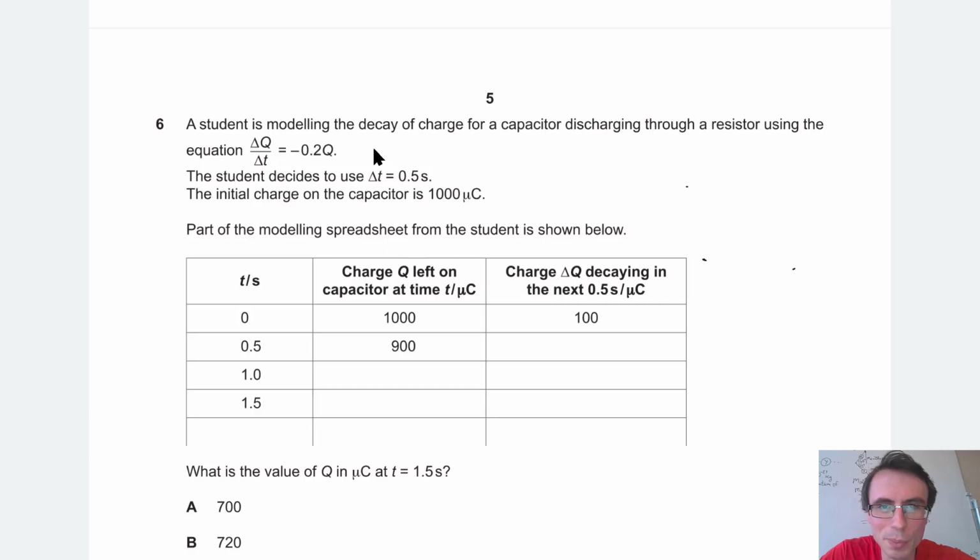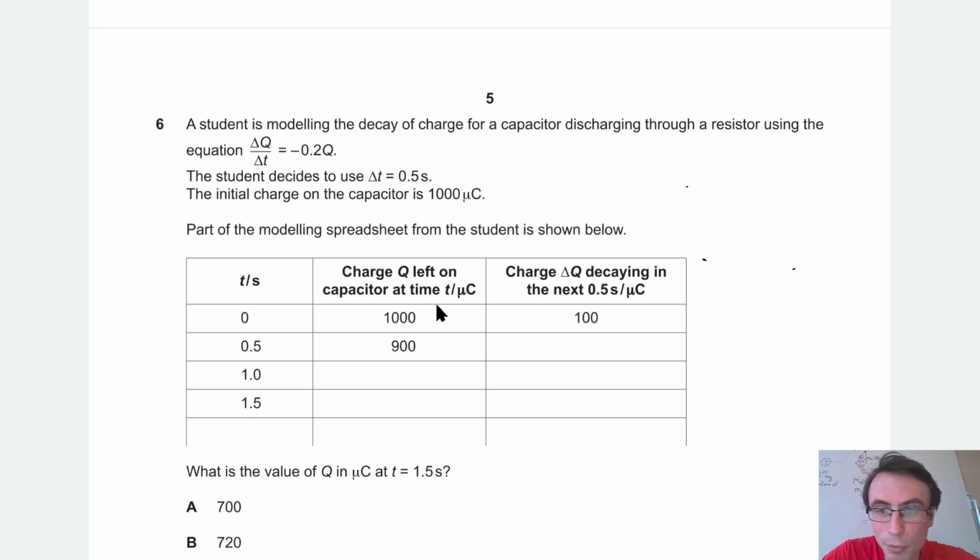Okay, next one. A student is modeling the decay of the charge of a capacitor discharging through a resistor, and they're given us the equation delta Q over delta T is minus 0.2 times the initial charge. So this is a modeling type of question. The student decides to use delta T equal to 0.5 seconds. The initial charge on the capacitor is 1,000 microcoulombs. Okay, what is the value of Q in microcoulombs at T equal to 1.5 seconds?